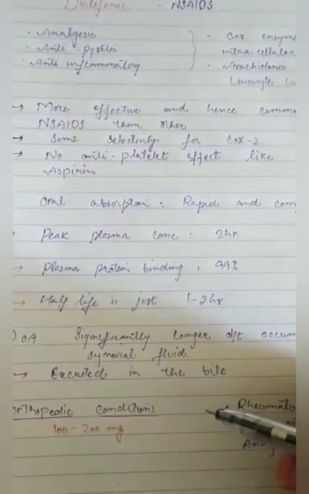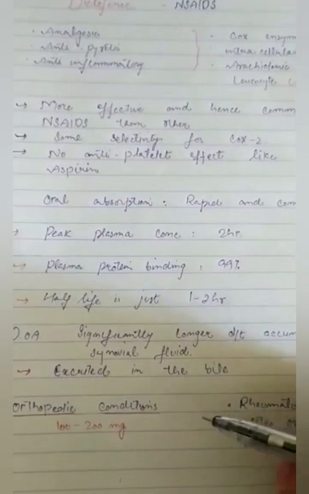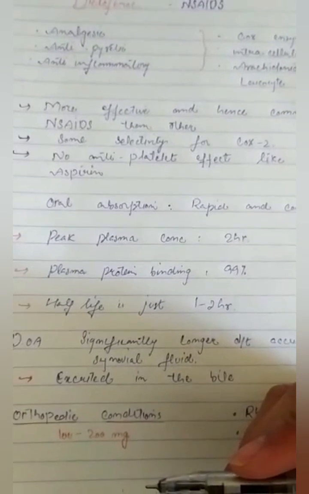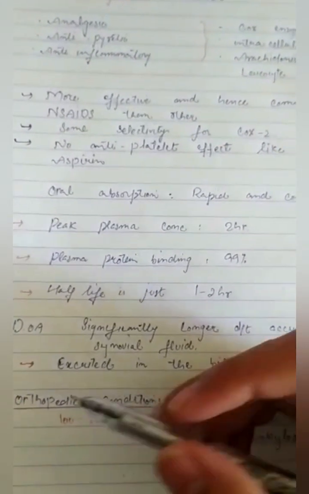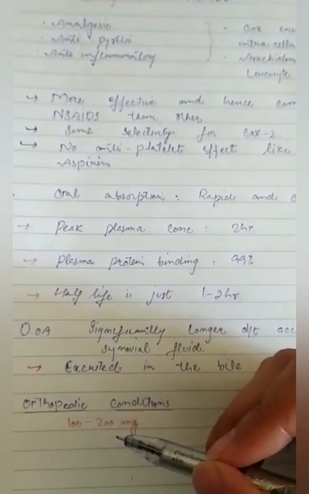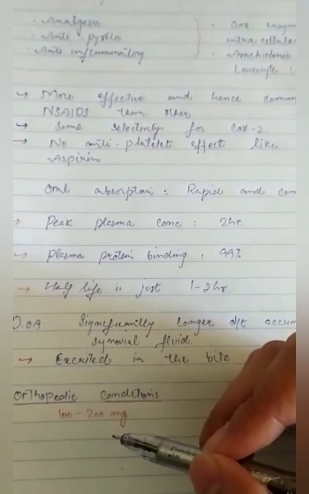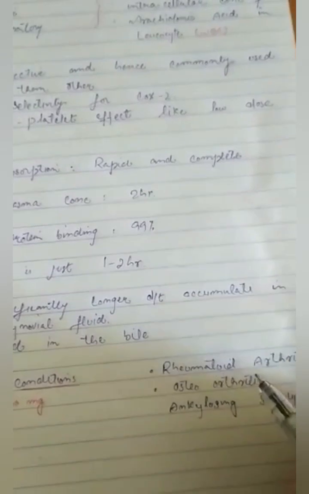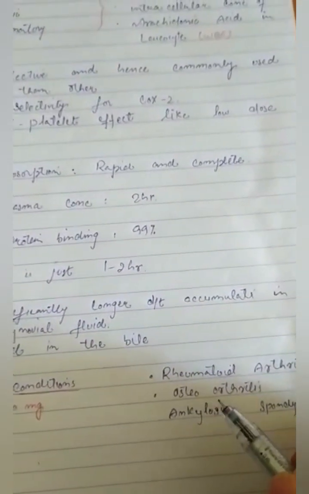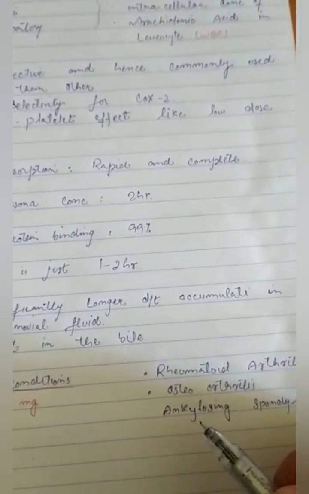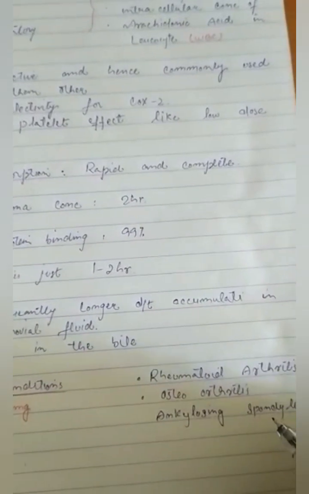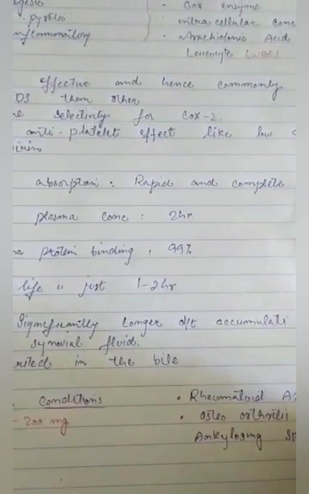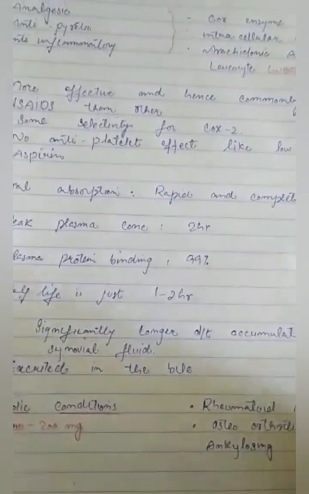Now, therapeutic uses, where we can use diclofenac. In orthopedic conditions, 100 to 200 mg. We can use diclofenac in rheumatoid arthritis, osteoarthritis, ankylosing spondylitis. It will get accumulated in the synovial fluid.